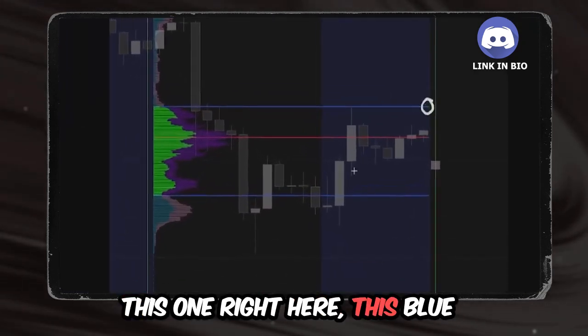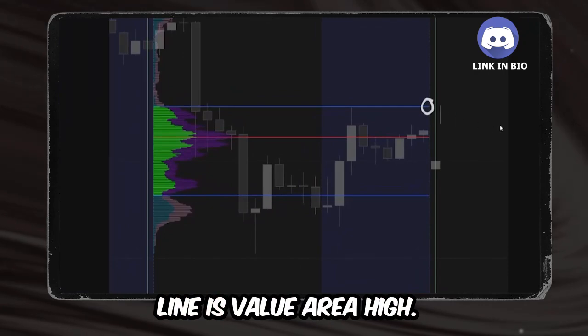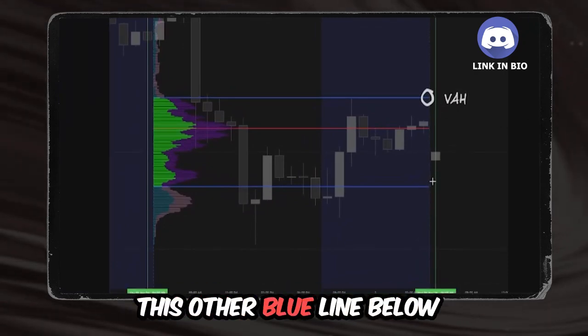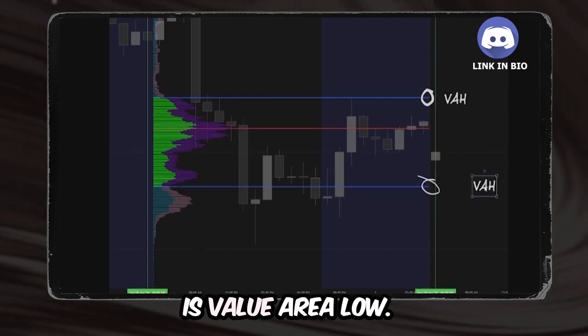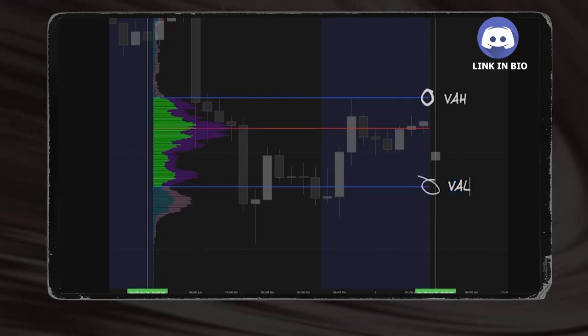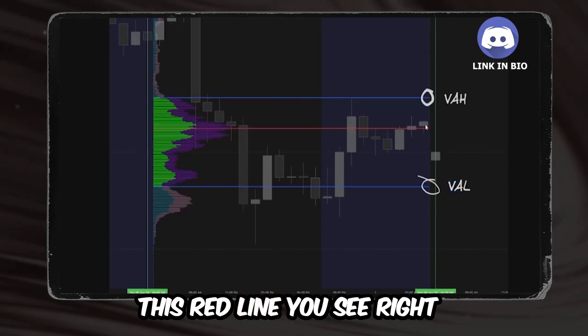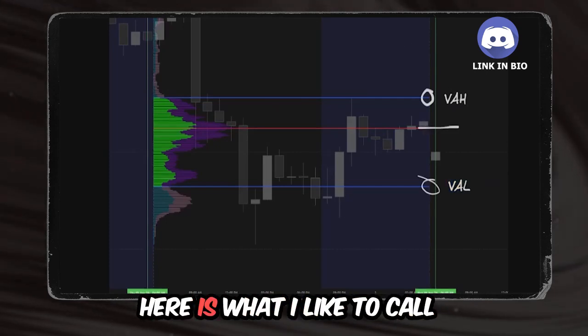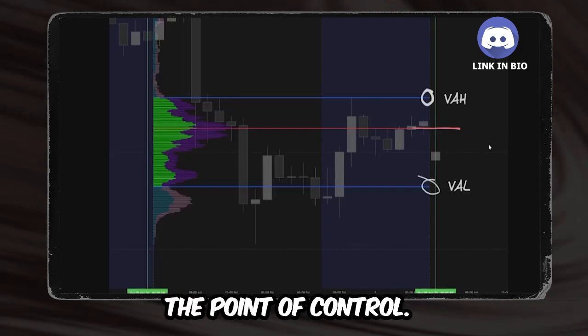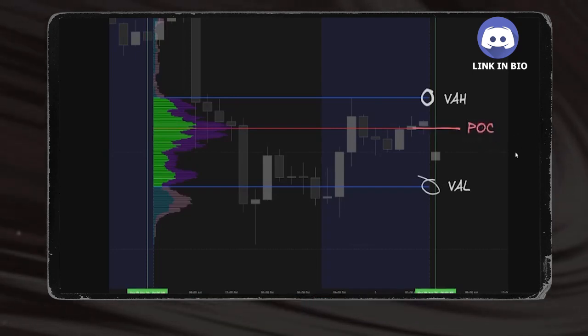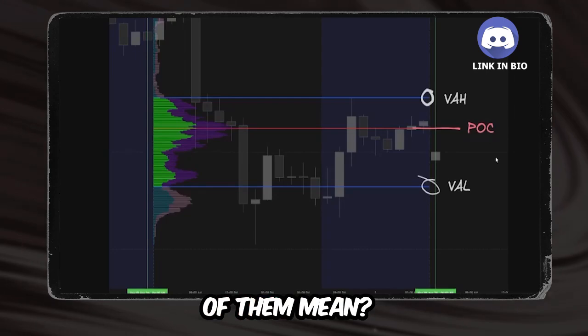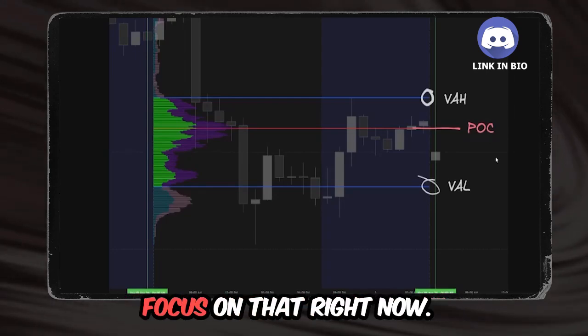This one right here, this blue line, is value area high. This other blue line below is value area low. This red line you see right here is what I like to call the point of control. Now, what does each of them mean? I want you guys to only focus on that right now.